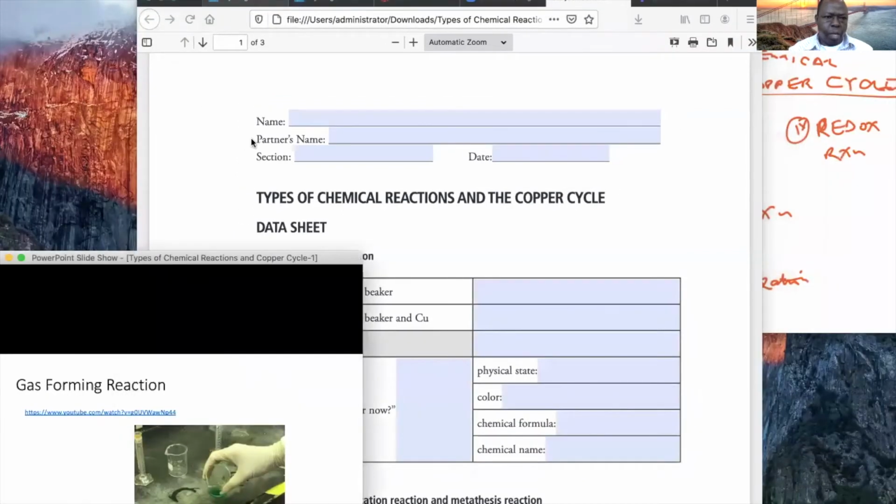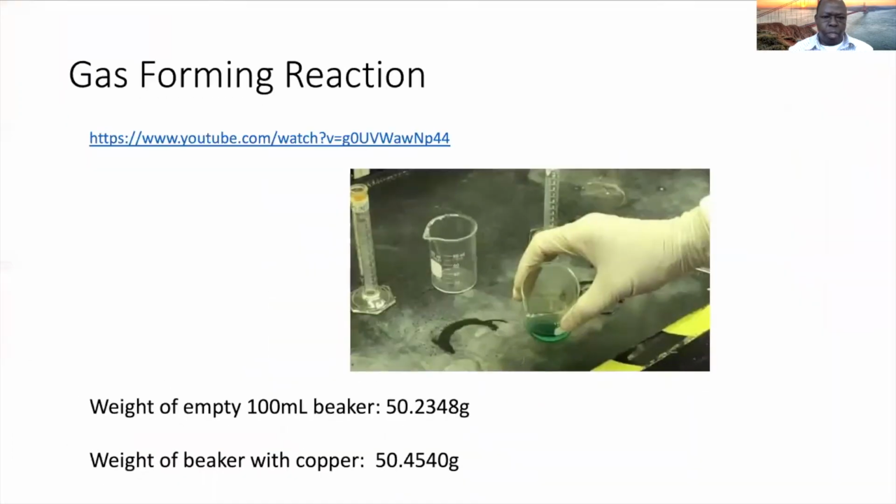Let me just enlarge this and show you cars forming reaction. You got to watch the simulation on the PowerPoint slide on Canvas for each cycle. So when you look at slide number 1, you are given the mass of the empty 100 ml beaker and the mass of the beaker with copper. This information you should be able to use to find the mass of copper used in this cycle, in this experiment. This is the original mass.